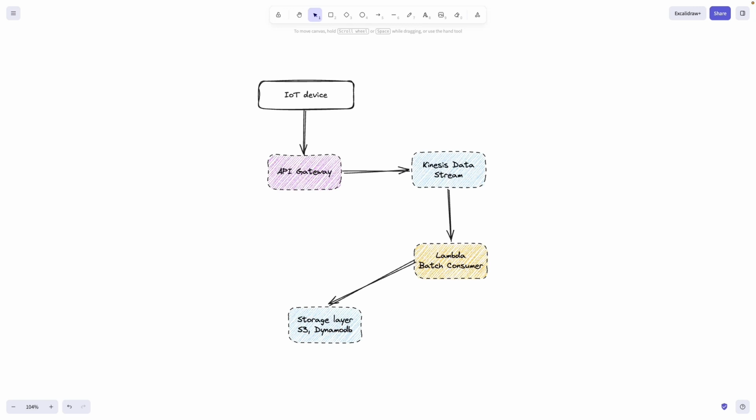Devices don't back off gracefully, and they don't read your documentation, they just send. This architecture uses API Gateway as the ingestion front door, Kinesis Data Streams as the buffer, and Lambda as the stream consumer that processes batches from the Kinesis data stream and stores the data to the storage layer, in our case S3 and DynamoDB. Why is this architecture different?